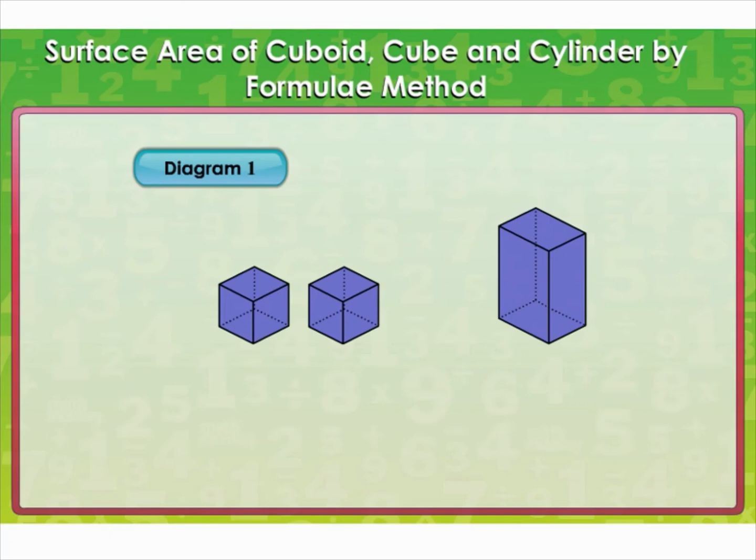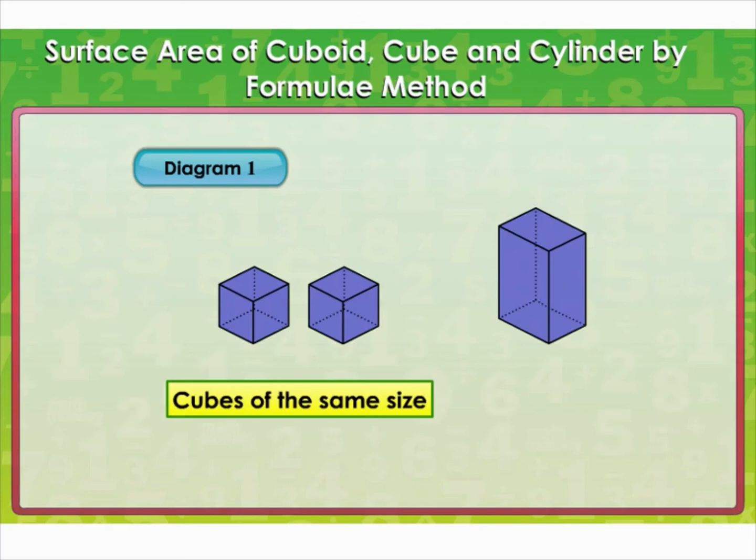Raj has 3 boxes made of mandala cards. Two of them are cubes of the same size and a cuboid. Raj wants to combine these 3 boxes in this way.